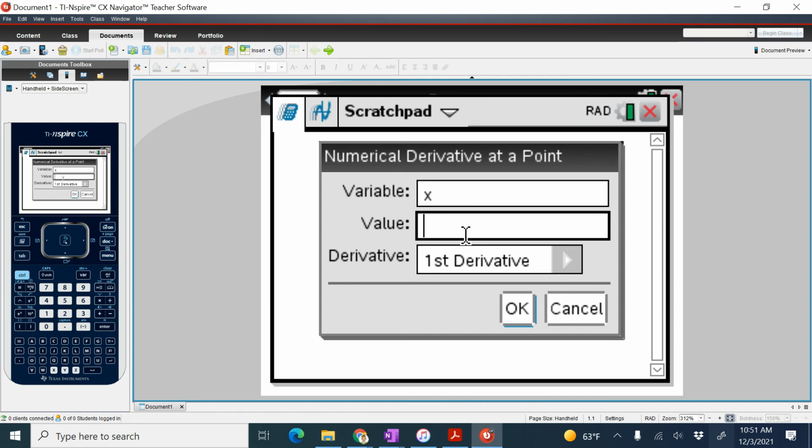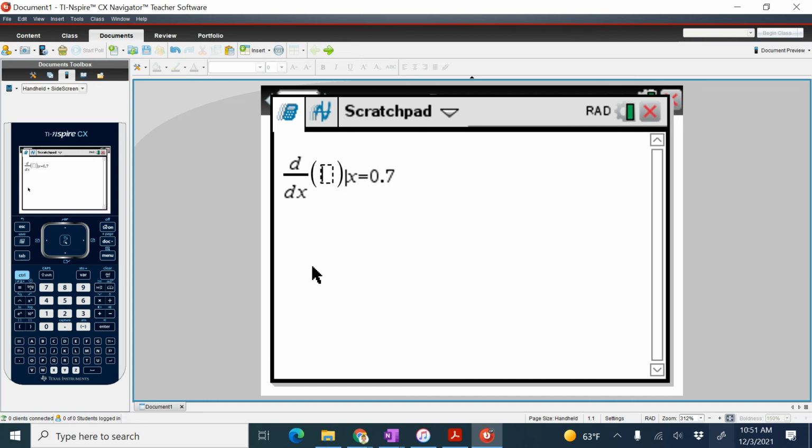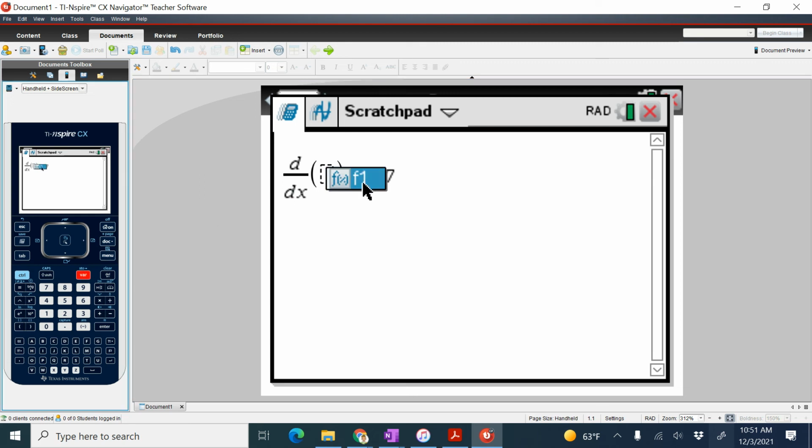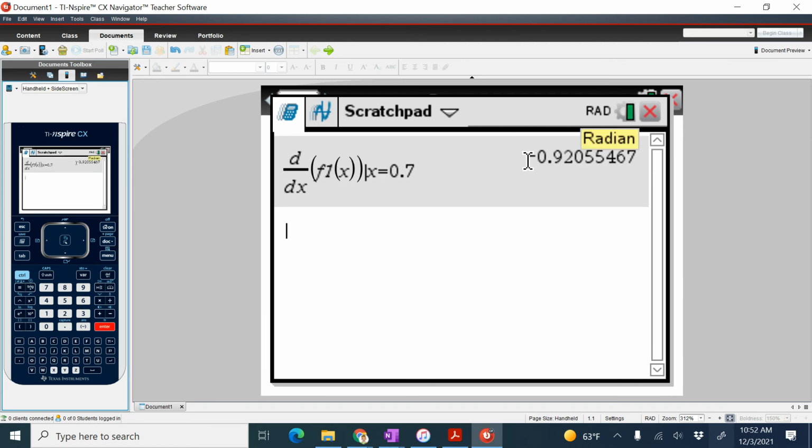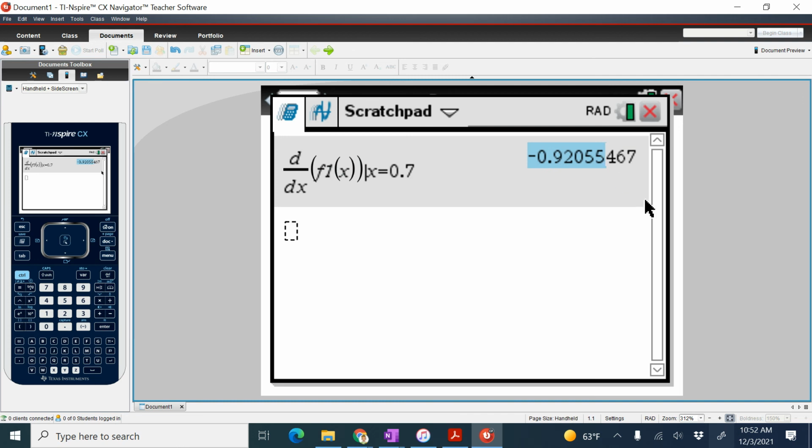All right, so I'm going to put in, I'm on the wrong screen, 0.7. I'm just going to click OK. All right, where is my function hiding right now? Where did I type my function into? Do you remember? It's in F1. So remember, we use that var button to get back to that function, and then I have to type in X. And I'm going to hit enter. Okay, that's the value that I want.